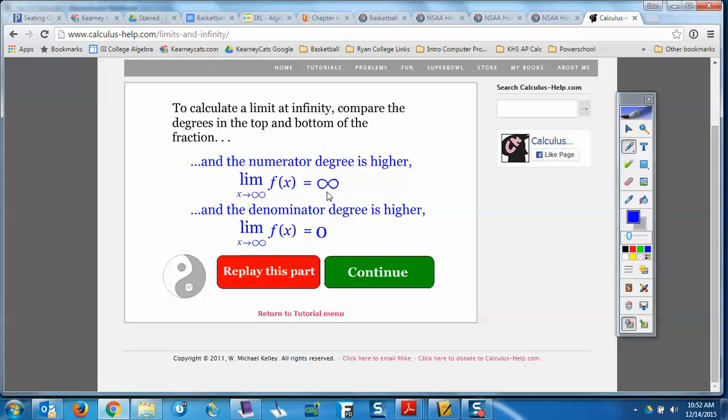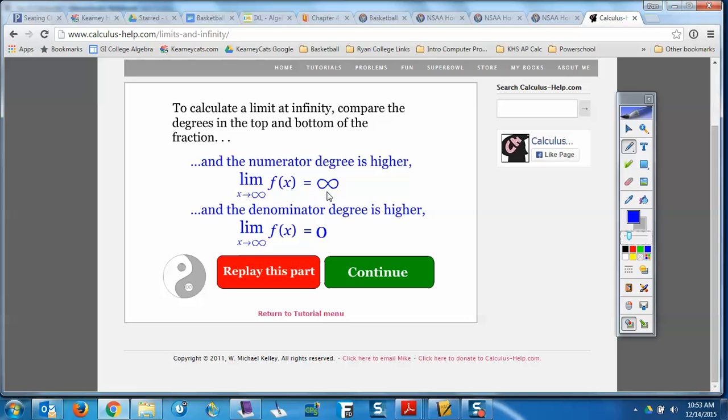If the numerator degree is higher, if you have an x squared over an x, and the lower powers won't matter, what's x squared over x? X. That reduces to x. Now, what happens to x as x goes to infinity? It goes to infinity, right? Or if you have x to the fifth over x to the third, what does that reduce to?